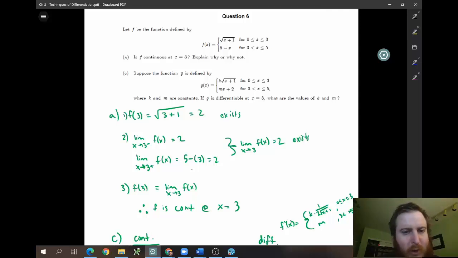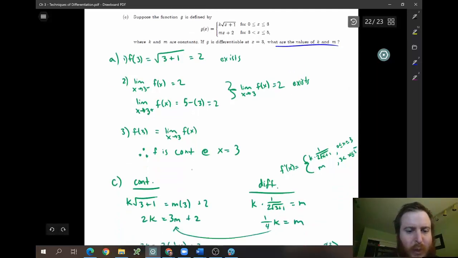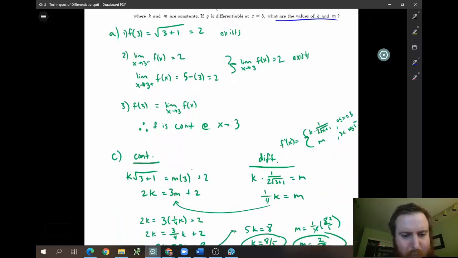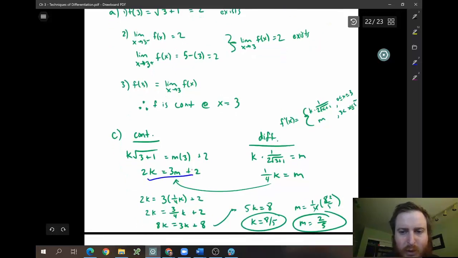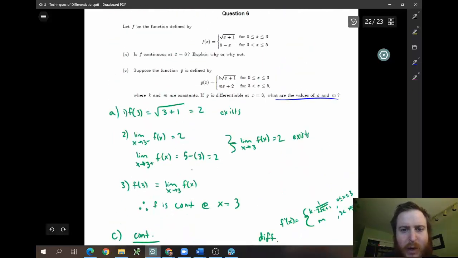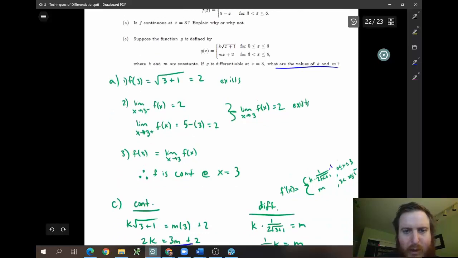And the next one is asking if g is differentiable, what are the values of k and m? We've done this one a couple times. So we set them equal to each other. And we get 2k equals 3m plus 2. Then we take the derivative. Now the derivative of this guy, right, the k is going to stay in front. So it's k times 1 over 2 square root of x plus 1. Technically chain rule times 1. And the bottom is m.